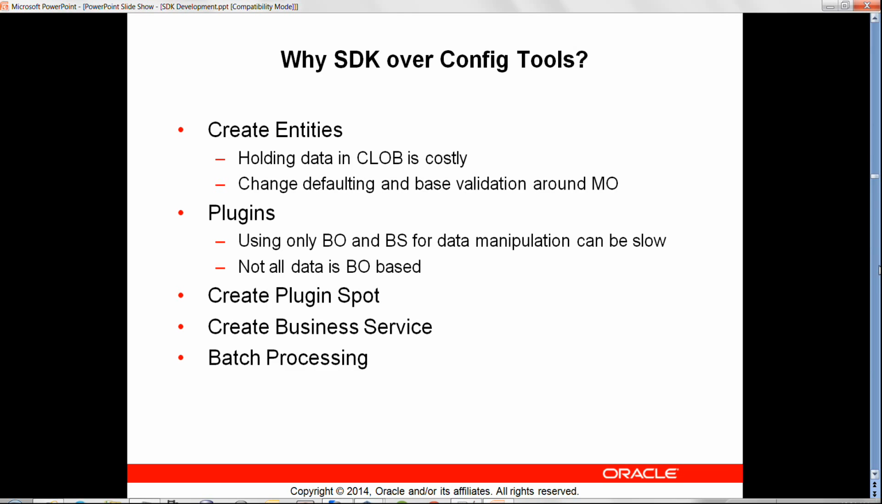So I want to highlight those places where definitely SDK is necessary and you can't rely upon the config tools. First of all, if you want to create a new entity, then the only way to do that is to use SDK. If you use some base entities, and one can use, let's say, a new process flow, a new BO, you could use the process flow which is in the base within PSRM, for example. And then you would have to put your data in CLOB fields. And that comes possibly with a cost.